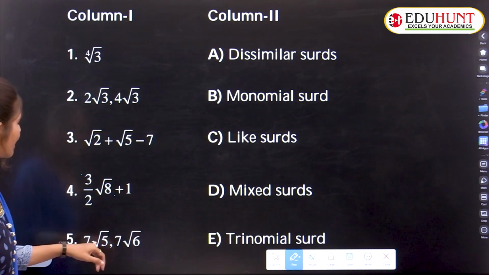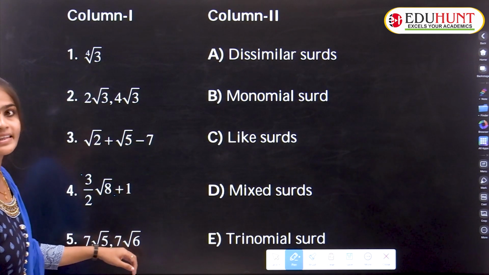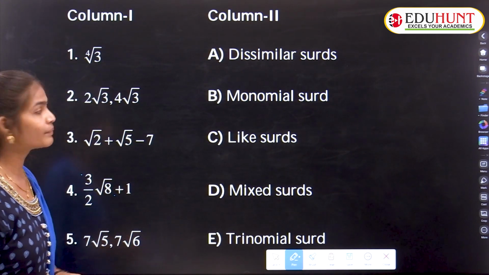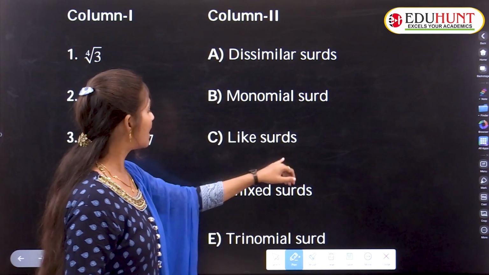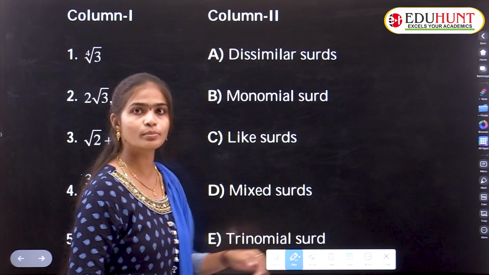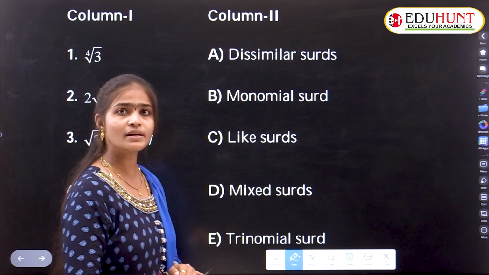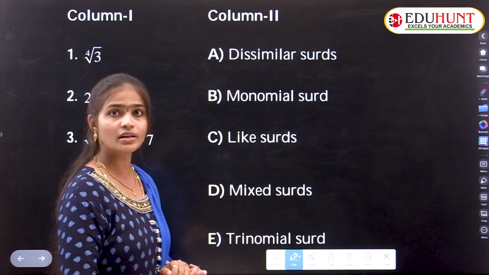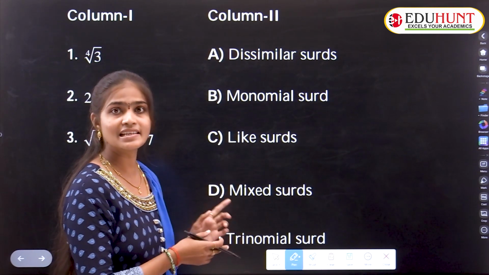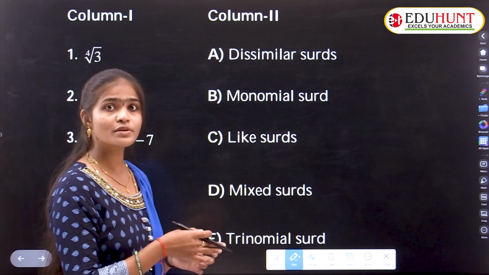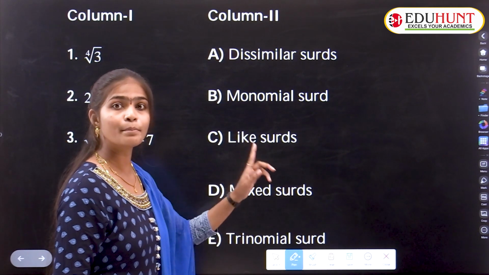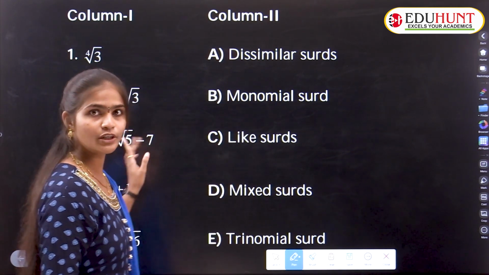Okay, and here 7 into square root of 5, and this is 7 into square root of 6. Now see that right side: dissimilar surds, monomial surds, like surds, mixed surds, trinomial surds. So after reading this one, we will get the idea. What is that? Given matching depends on the types of surds, and the types of surds again depend on the number of terms. So first we need to observe that.